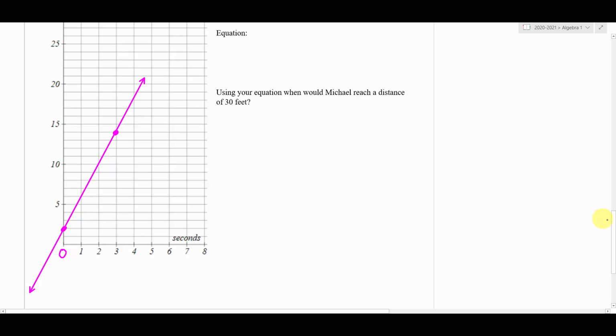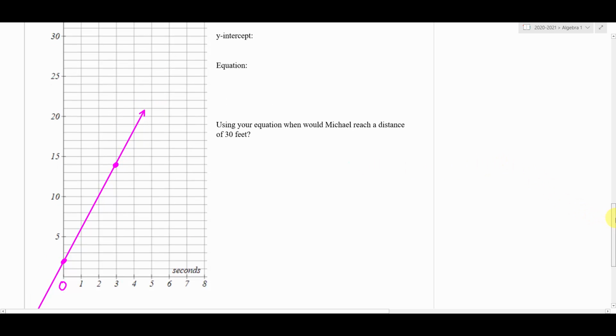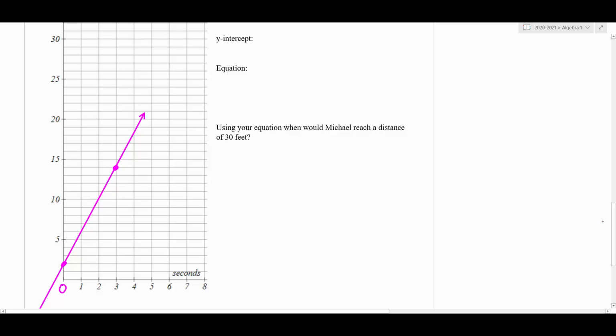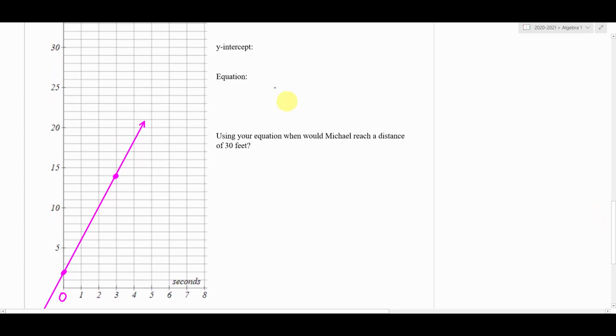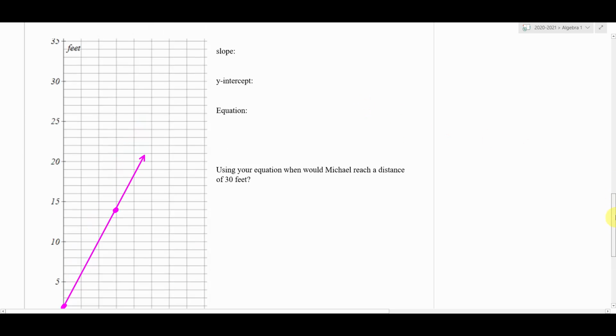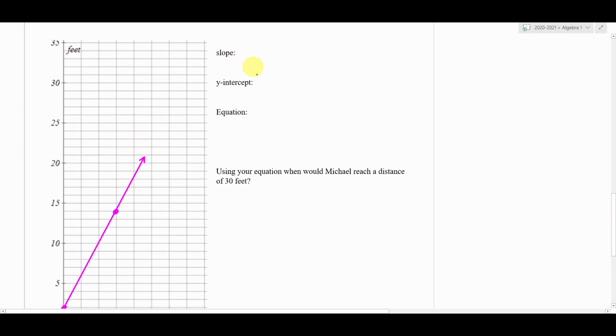So the next thing, if I'm looking at every component of this problem, I don't see a table that I have to fill in, which is fine, but if you wanted to, you could, right? Because you could take those 2 points and easily drop them into a table. But the next thing that they want is the slope, the y-intercept, and eventually the equation, right?